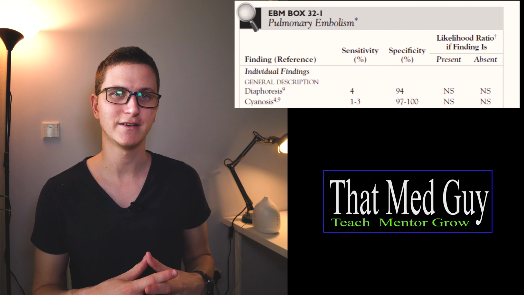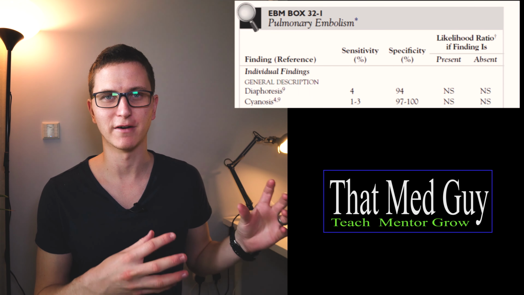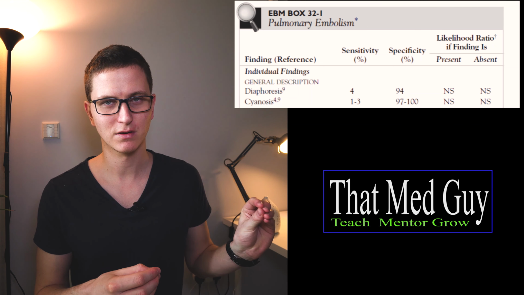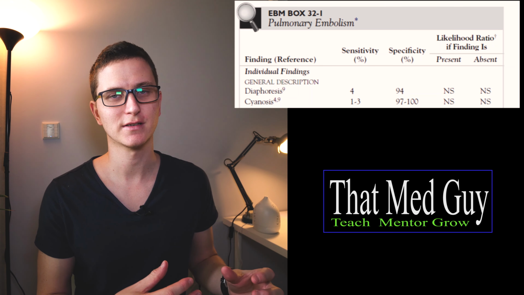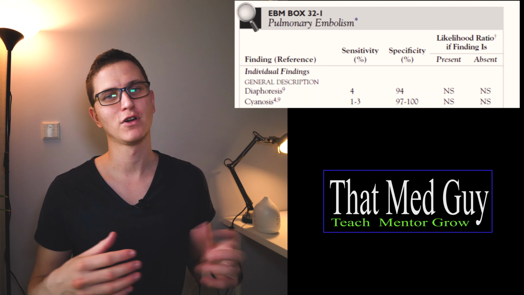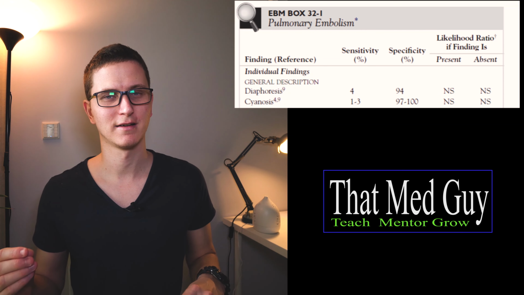So if we assess for cyanosis in a pulmonary embolism, there's a sensitivity to that test and a specificity to that test. As you can see here, the sensitivity is on average about 5. It's very low, which means that if you have a patient who has cyanosis, it doesn't mean they have a pulmonary embolism. But the specificity of cyanosis in pulmonary embolism is super high.